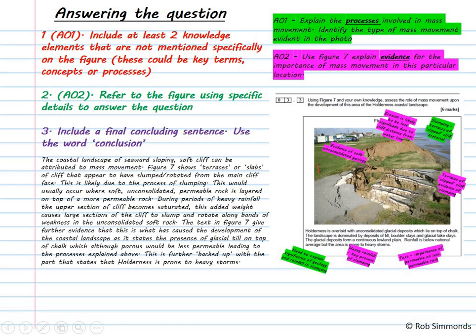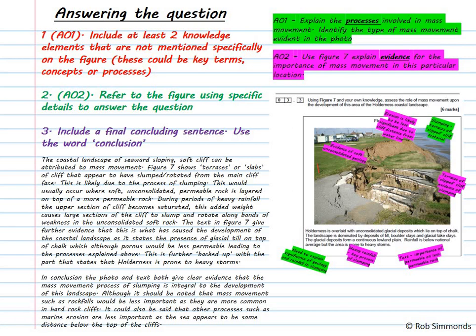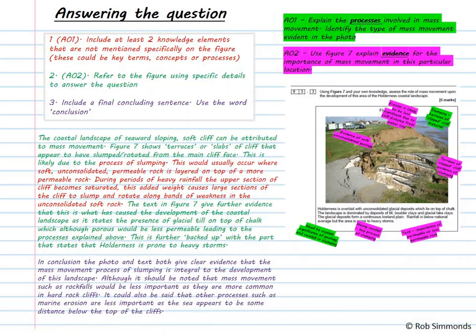So my answer can be seen now on the screen. Feel free to pause and have a read through, and in a minute we'll break it down and see what we think about that answer. So hopefully you've had a chance to read through that. I've color coded the answer to show you hopefully where the AO1 and AO2 is coming from. I believe there's a typo in this, so I'll try and point it out as I go.